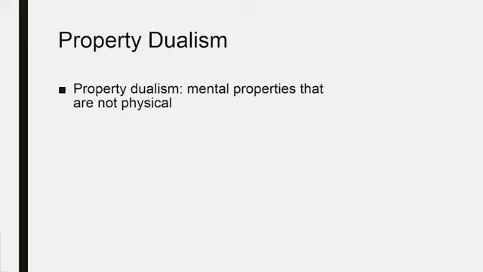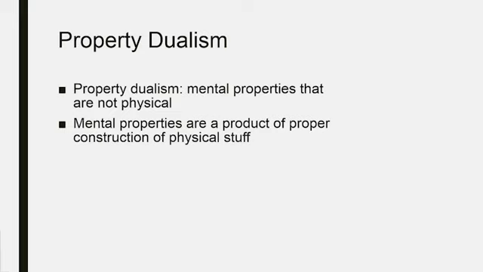But while all substances are physical substances, the property dualist says, there are non-physical properties. So mental properties are a product of proper construction of physical stuff. Huh? Okay, let me explain.